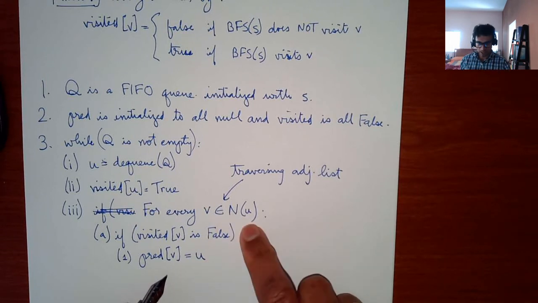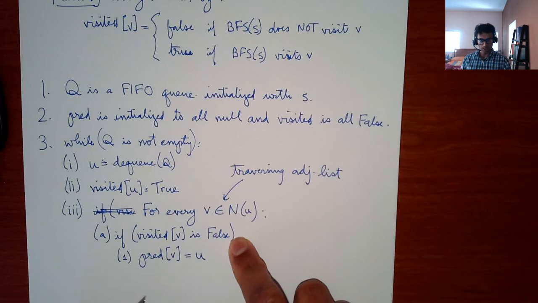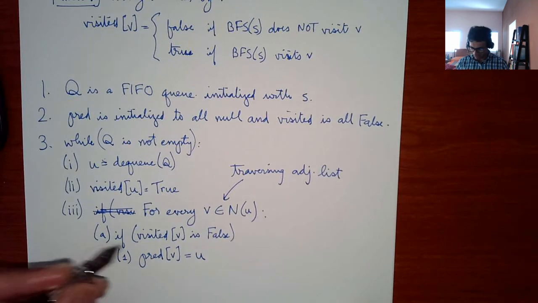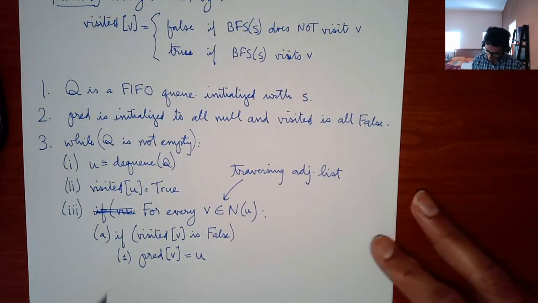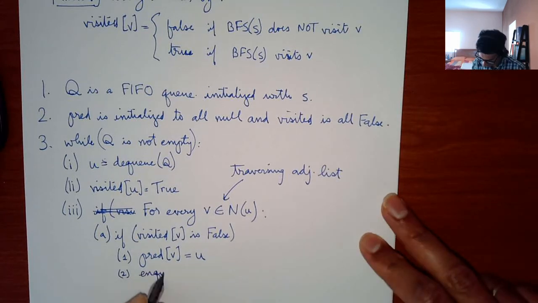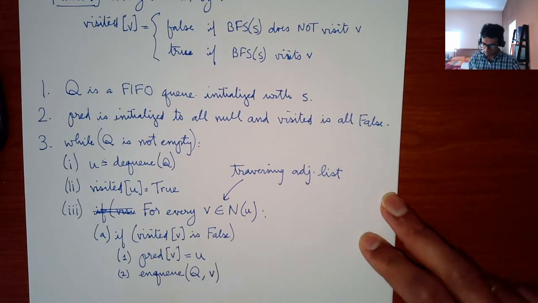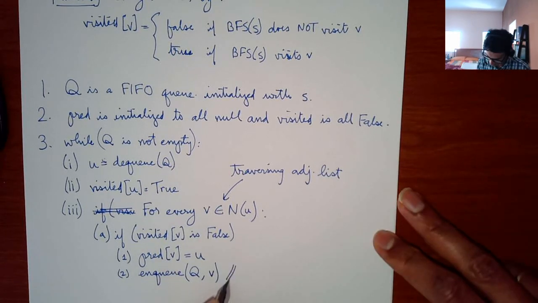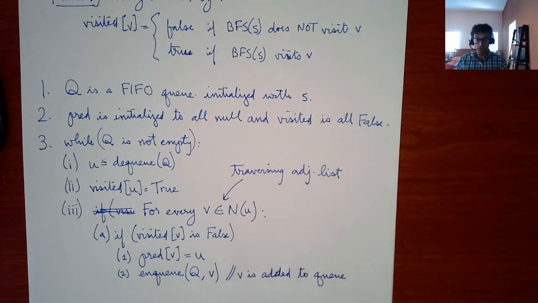Because for every vertex in the neighborhood, it checks, have I visited this vertex? And if you've not visited this vertex, it's not going to immediately make it visited. It actually makes it visited over here. And then the important step is that it does enqueue of V. So V is added to the queue. What is important is that V goes to the end of the queue. And that's why it's called breadth first search.